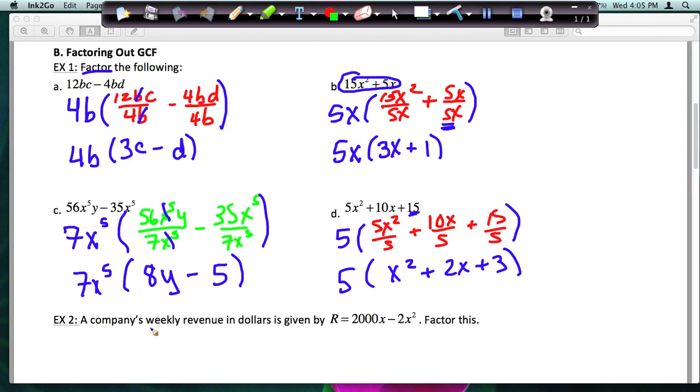The last example says a company's revenue is given by R equals 2000x minus 2x squared. Factor this. So we're not solving, we're just pulling out the GCF. And the GCF of 2000 and 2 is 2. And then the smallest exponent is just this x to the first power. So that's what we're going to pull out. I'm going to go ahead and divide both terms by 2x. So I'll write that here.